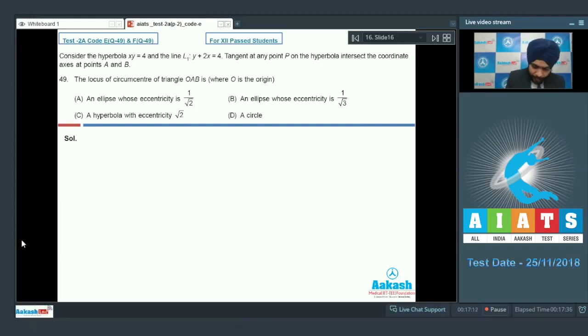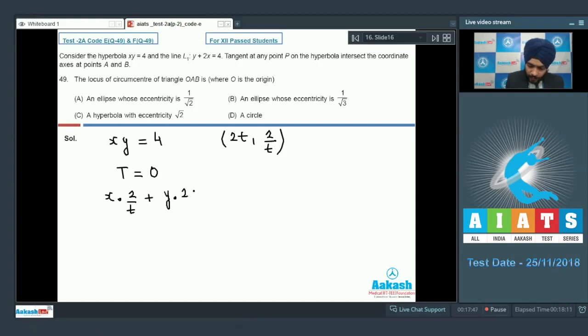So this is a rectangular hyperbola, xy equals 4. Parametric coordinates on this hyperbola can be taken as (2t, 2 by t). And the equation of tangent at any point P on this hyperbola can be written by the formula T is equal to 0. That means students, this is x into 2 by t, plus y into 2t, divided by 2, minus 4 is equal to 0, which gives me x by t plus yt is equal to 4.